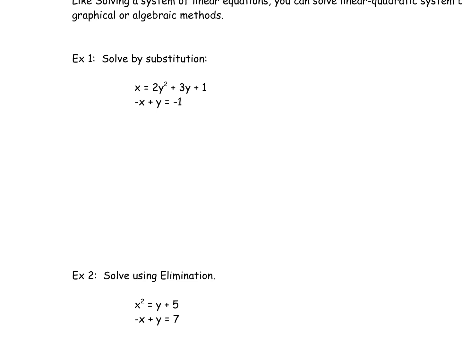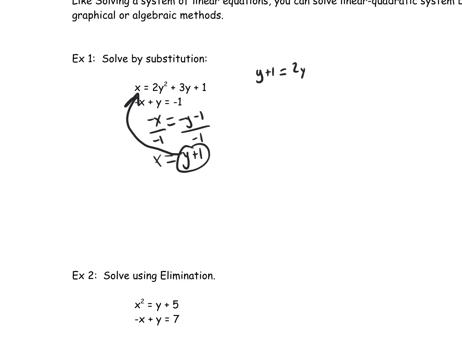So to get the x by itself, we're going to subtract a y off of both sides, and then we're going to divide both sides by -1. So x is y plus 1. Now we're going to take what x is equal to and substitute it back into the first original equation. So this is going to be y plus 1 equals 2y squared plus 3y plus 1.